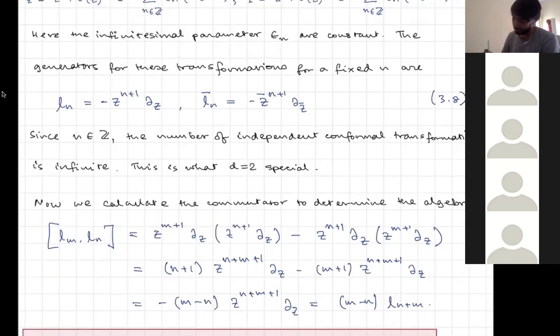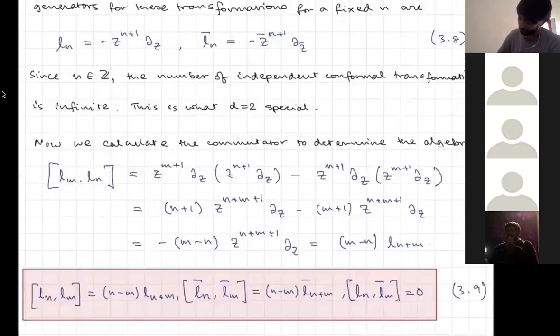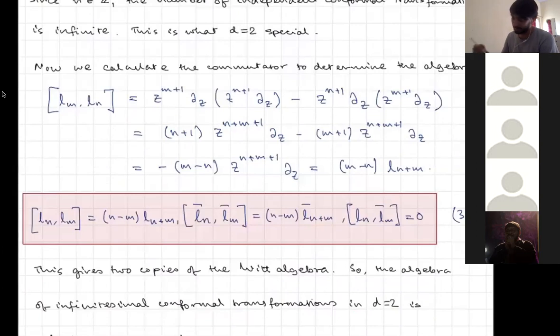So what we did next is we calculated the brackets of L_m with L_n, and that turned out to be (m minus n) L_(m+n). And we saw that there were two copies of this. This is what is called the Witt algebra. And then we saw that there was another copy with the L bars, and L with L bars gives you 0. Okay, so this was two copies of the Witt algebra.